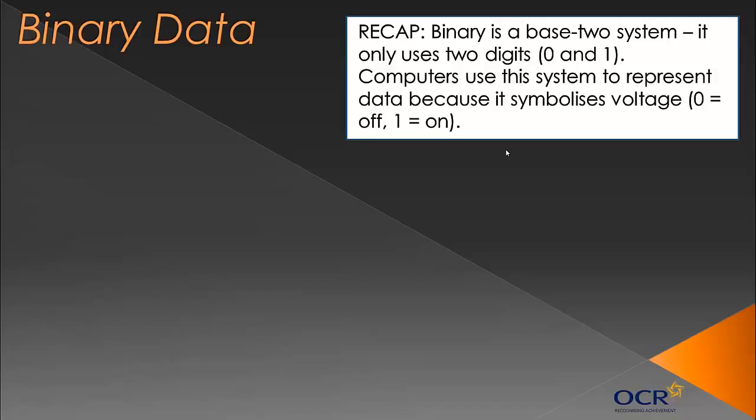Computers represent everything with binary. It's a really important concept that computers only represent data in binary, and that's because binary symbolizes voltage. A computer is an electronic device. It has 2 states, off and on, and 0 represents off, 1 equals on, and that's why it's used. It symbolizes voltage, and it represents the 2 states that computers can be in.